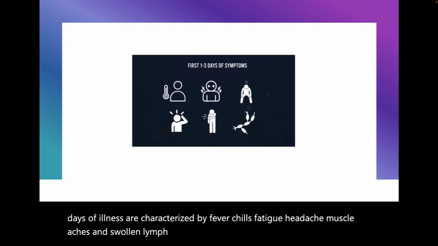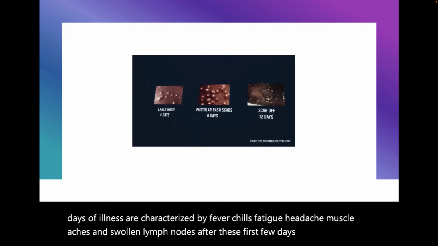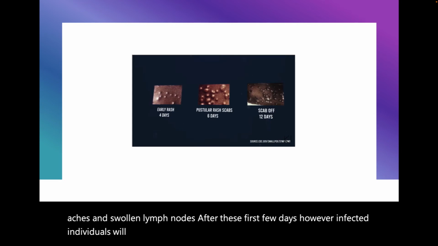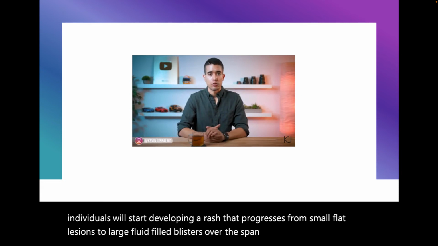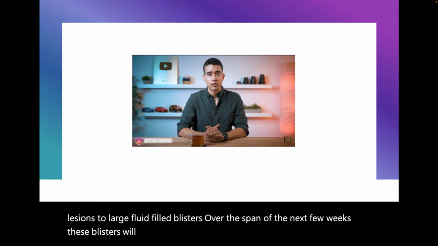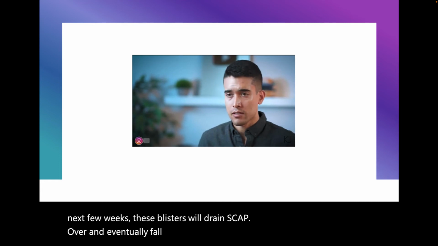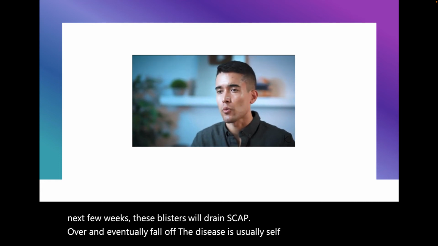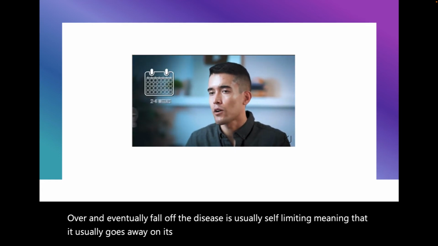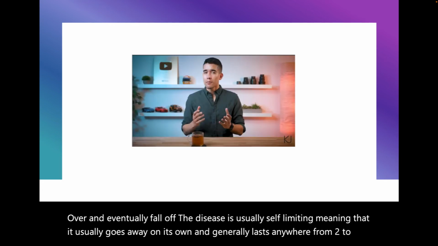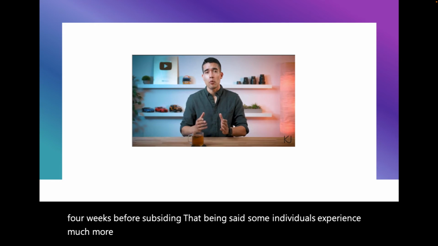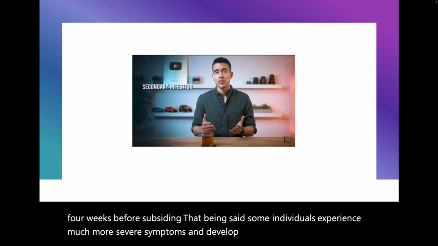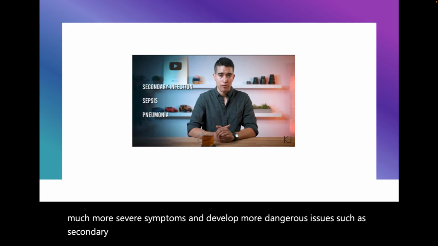After these first few days, however, infected individuals will start developing a rash that progresses from small flat lesions to large fluid-filled blisters. Over the span of the next few weeks, these blisters will drain, scab over, and eventually fall off. The disease is usually self-limiting, meaning that it usually goes away on its own and generally lasts anywhere from 2 to 4 weeks before subsiding. That being said, some individuals experience much more severe symptoms and develop more dangerous issues such as secondary infection, sepsis, and pneumonia, to name a few.